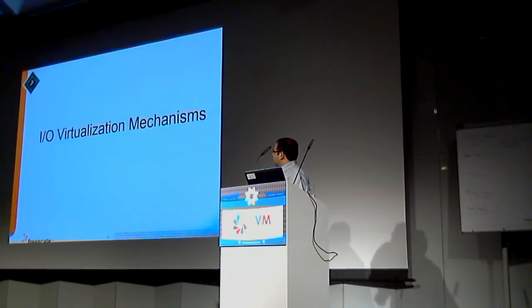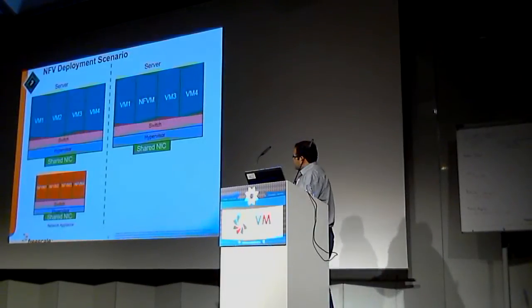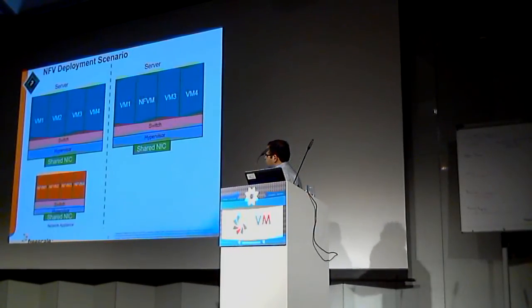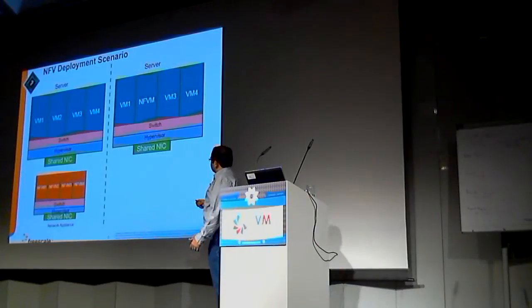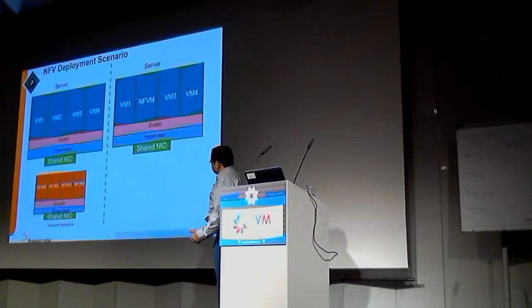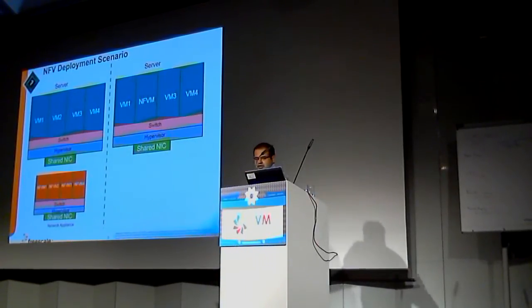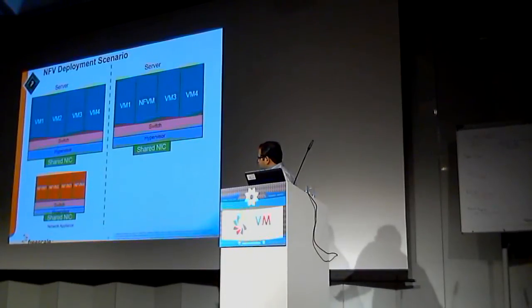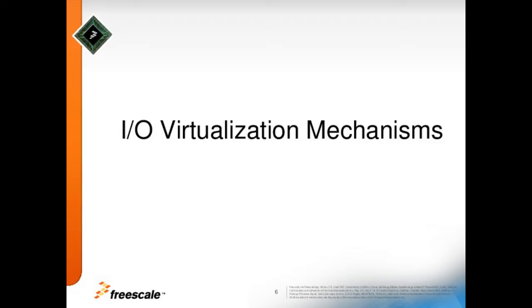Okay, so in this, one thing to notice is that we are using a shared NIC, both in the servers as well as the network appliance that we're talking about. And so the thing is that virtualization is required. We need to virtualize this NIC so that it can be shared across multiple virtual machines.